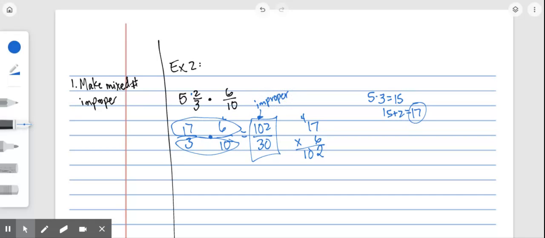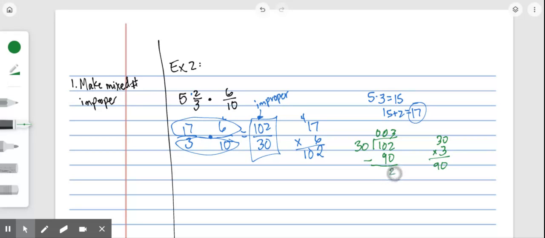So again, just like in the last one, we're going to change it from an improper fraction to a mixed number. So remember to do that. We're dividing now. 102 divided by 30. Okay. 30 does not go into 1, so I put a 0 there. 30 does not go into 10, so I put a 0 there. 30 goes into 102, but not perfectly, so we're going to count by 30s. 30, 60, 90, 120. So 120 is too high, so we're just going to go to 30, 60, 90, which is 30 times 3.